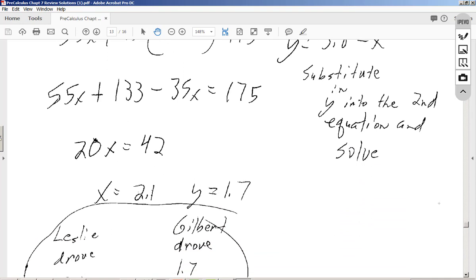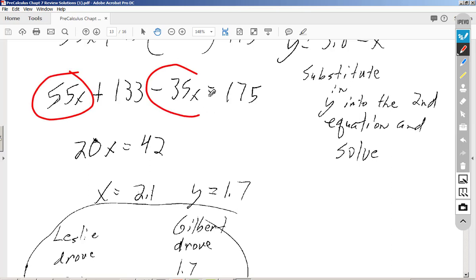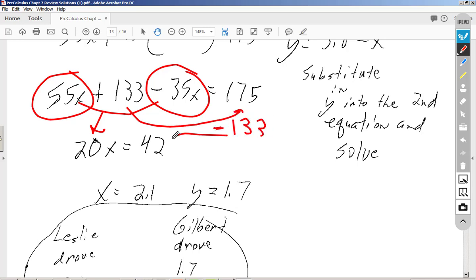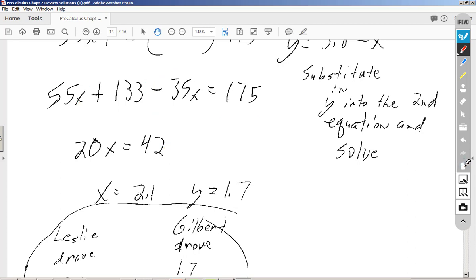Continuing, I'm going to combine my like terms. So I've got 55x and negative 35x. Combine those together, that gives you 20x. I'm going to take this 133 and subtract it from 175. And when I do that, I get a total of 42. Now I'm going to divide both sides by 20. And that gives me x is 2.1.